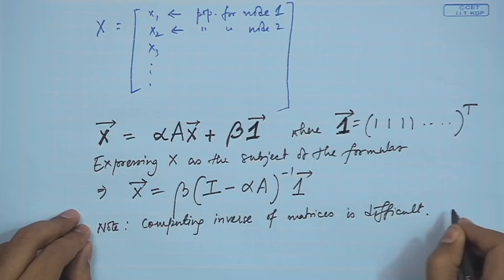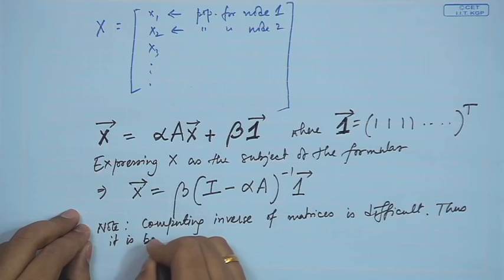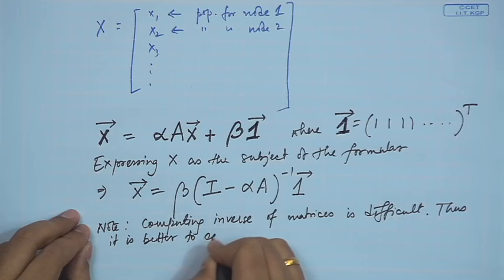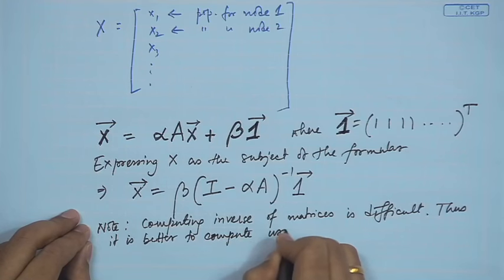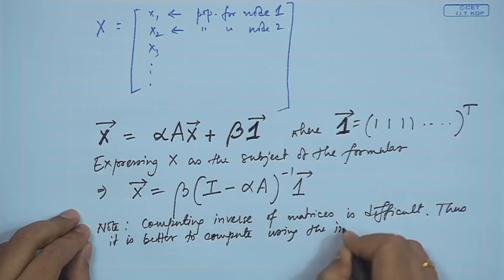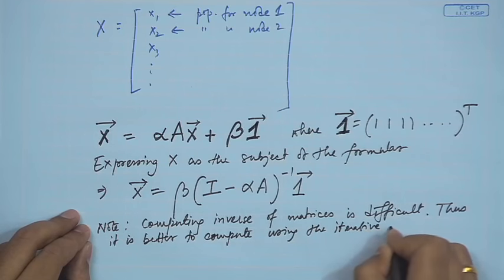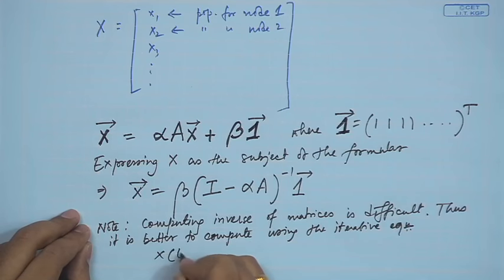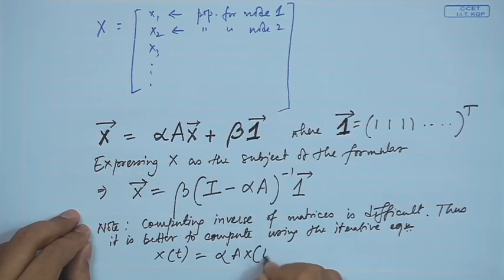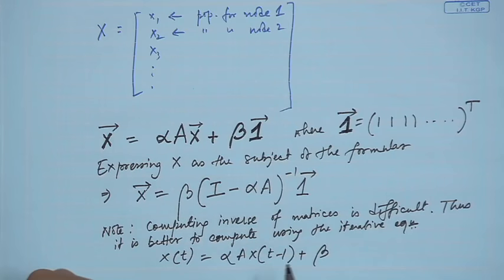So, it is better to compute using the iterative equation, which in this case is again very simple. You can write x t is equal to nothing but alpha a x t minus 1 plus beta, and then there will be a point after which x t will change no longer, and you will have an expression for the final value of x t.